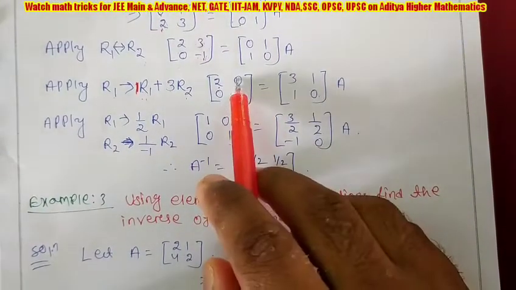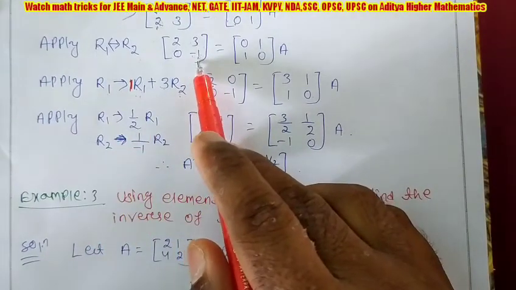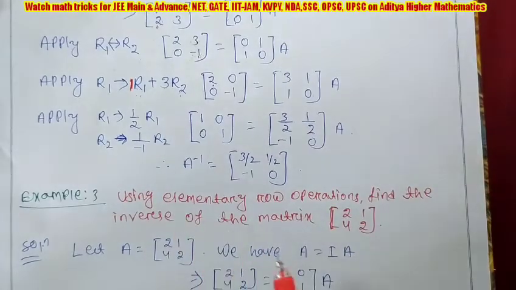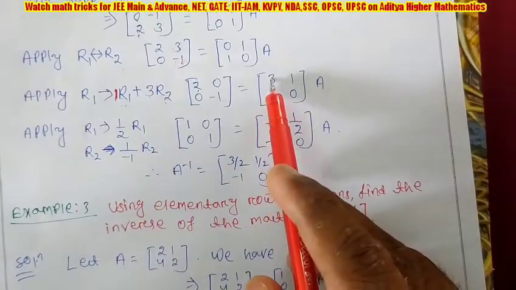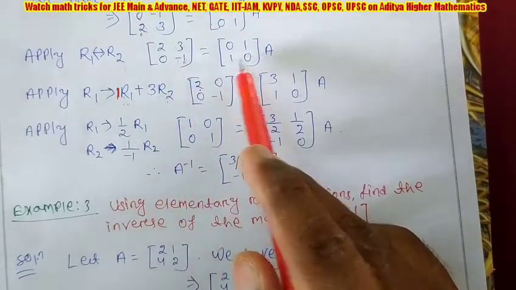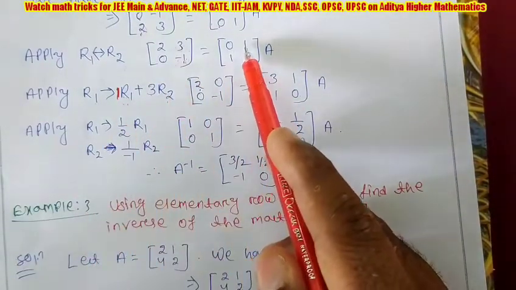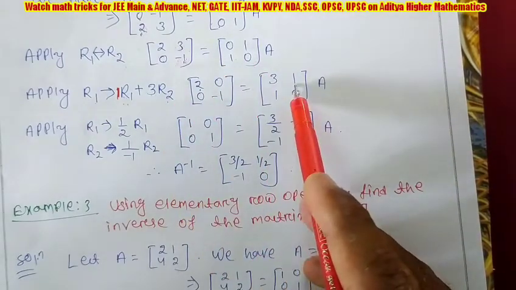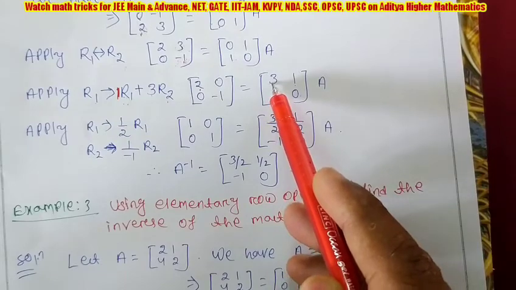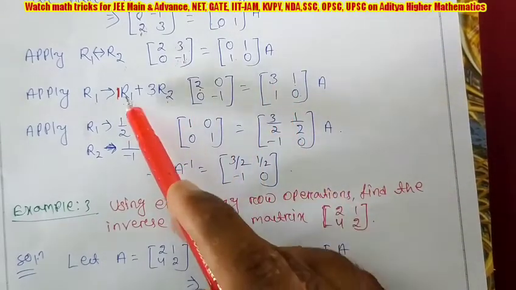Since you are making this element 0, obviously you will get 0. And since one has plus and one has minus sign, you have to take plus only, otherwise you cannot get 0. Similarly, evaluate this. R1 is 0, so 0 plus 3 into 1, 0 plus 3 is 3. Next, 1 plus 3 into 0 is 1 only. When you are evaluating an element, for R1 you have to take that element, and for R2 you have to take its corresponding R2 element. Simple.